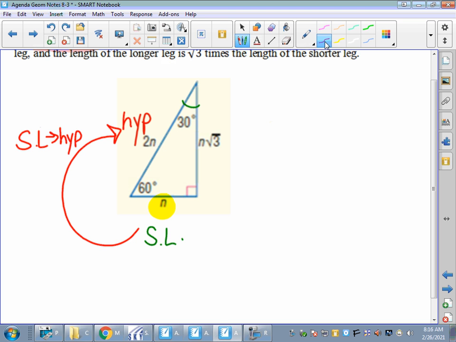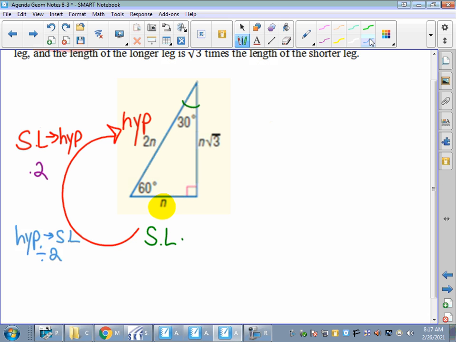Short leg to hypotenuse, SL to hypotenuse. Easy peasy, multiply by 2. Double it. That's the easy one. So what if I want to go from hypotenuse to short leg? I'd have to divide by 2 then, right? So hypotenuse to short leg would be divide by 2. So if the short leg was 5, my hypotenuse would be 10. If my hypotenuse was 100, my short leg would have to be 50, divide by 2. So that's the easy one. We like to start there.